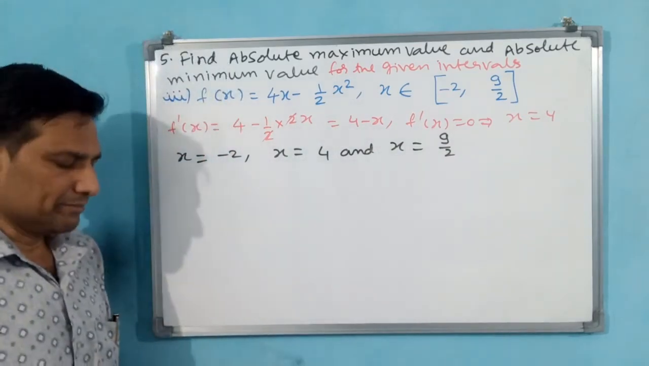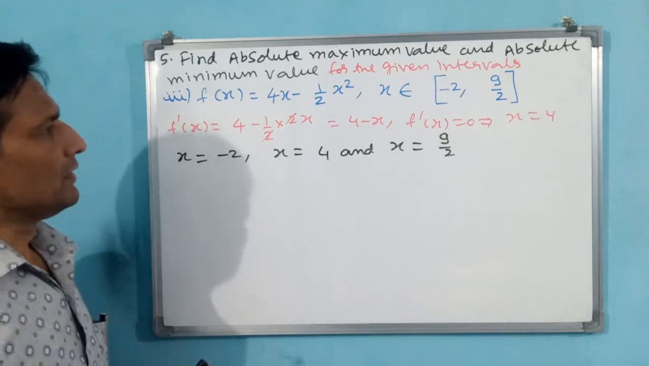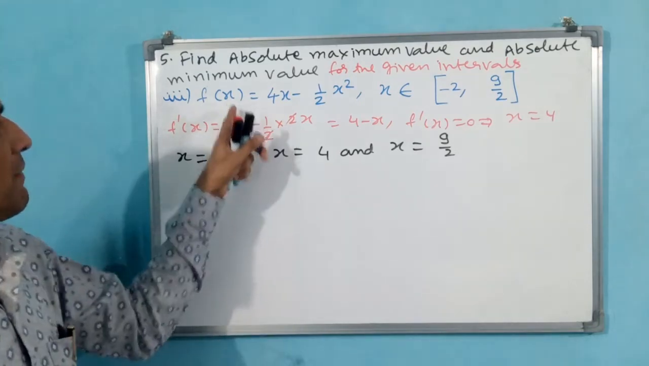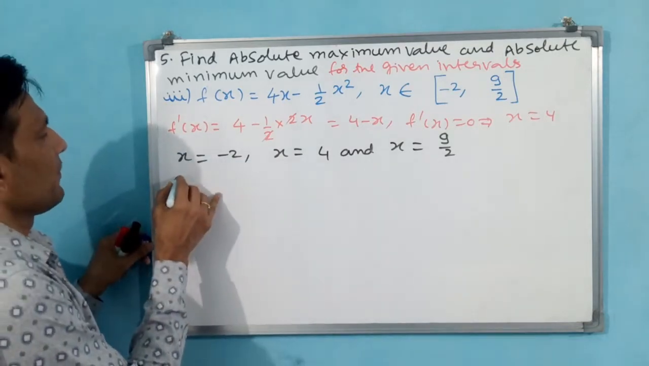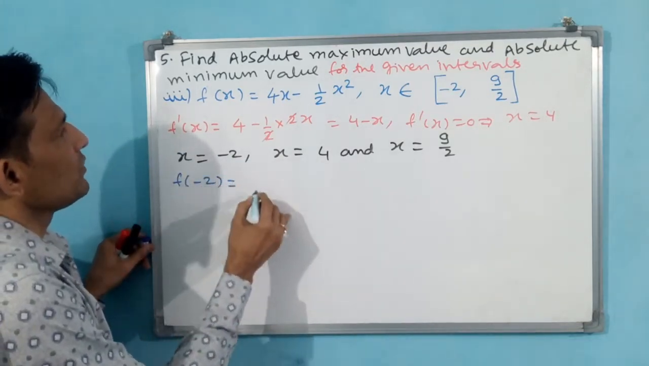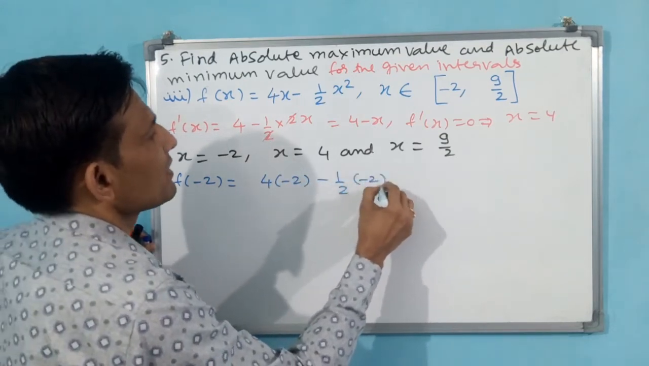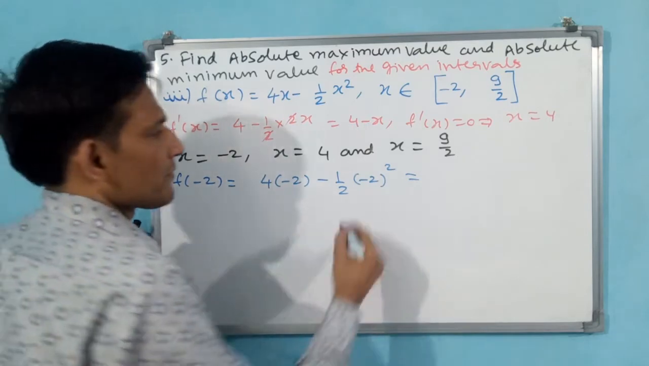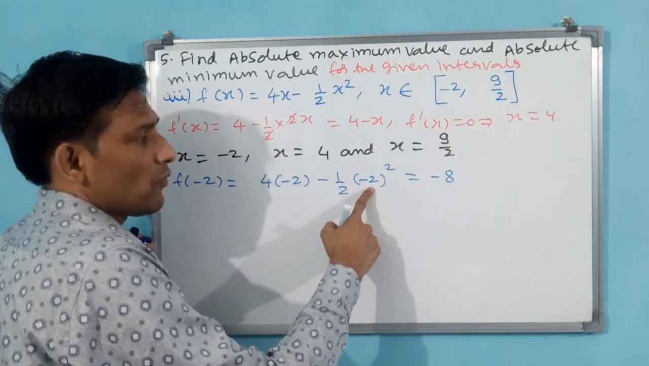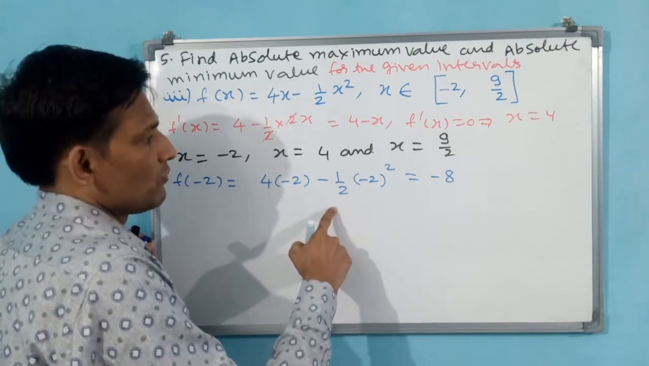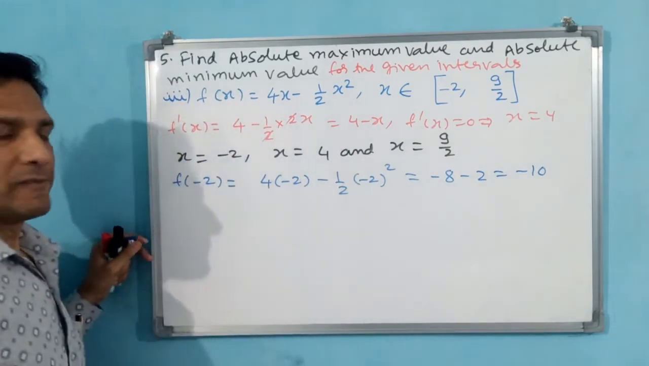Okay, all three values are there. Then you find one by one: f(-2), f(4), f(9/2). f(-2) is equal to 4 into -2 minus 1/2 times (-2) squared, that is minus 8, see here, this is 4/2, 2, minus 2, minus 10. Is it okay?